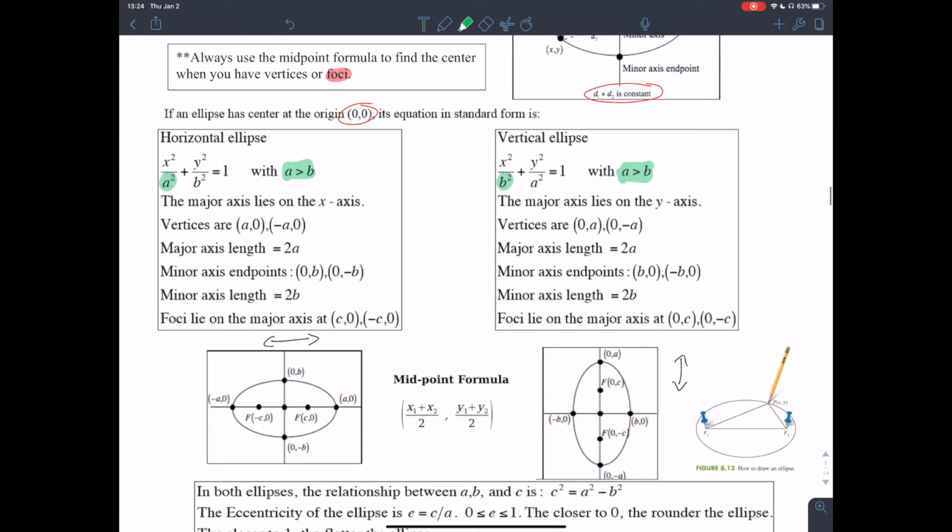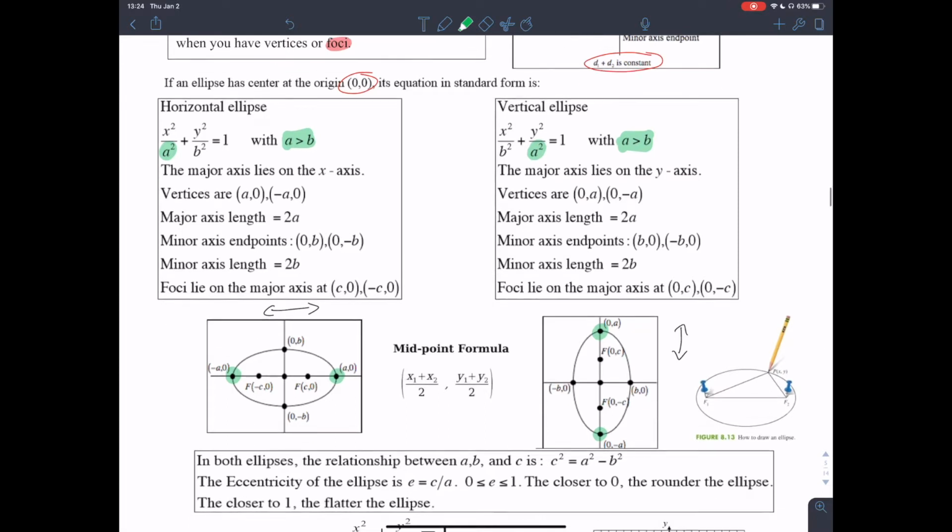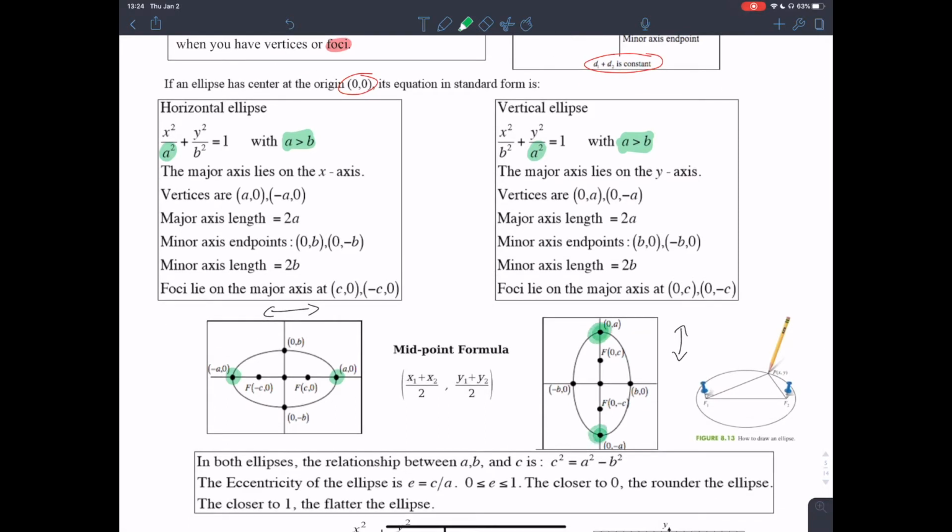So in this case, if a is underneath the x squared, then it stretches along the x-axis. It goes this way and this way. And then if b is underneath the x squared, then it goes vertically. It stretches up and down. So it goes here and here. Another way to say this is a is going to be underneath the y squared. And so a always goes underneath where the stretch is going to go. So the stretch goes up and down, as I said a couple seconds ago.